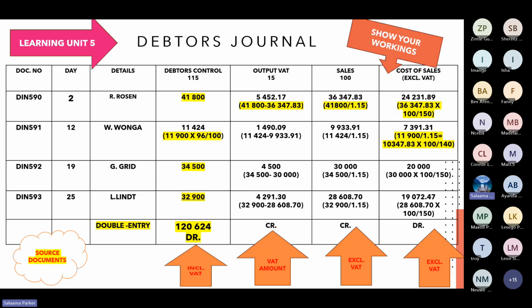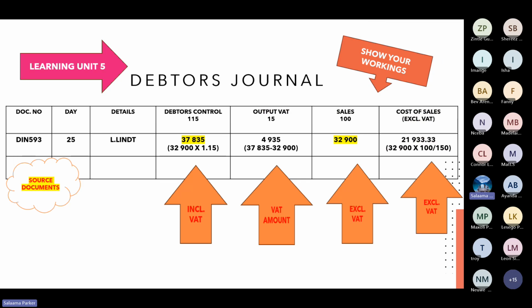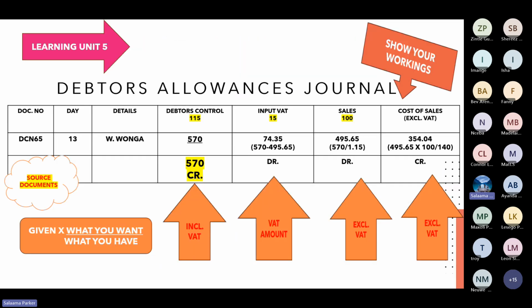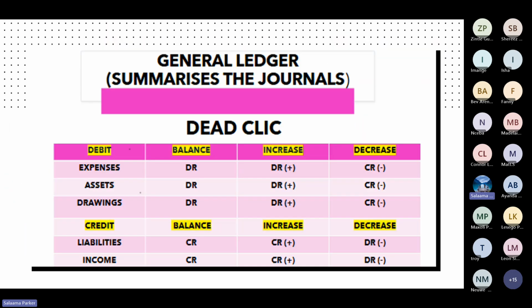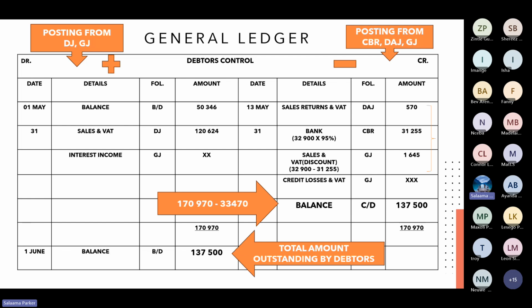So you need to remember the double entry. It's the contra accounts that you are recording here. Bev will also now assist me there. So always remember, when we post to the general ledger, our focus is on the contra accounts.